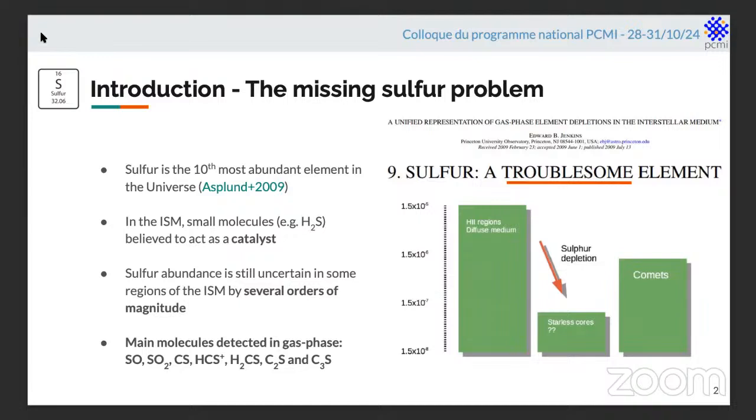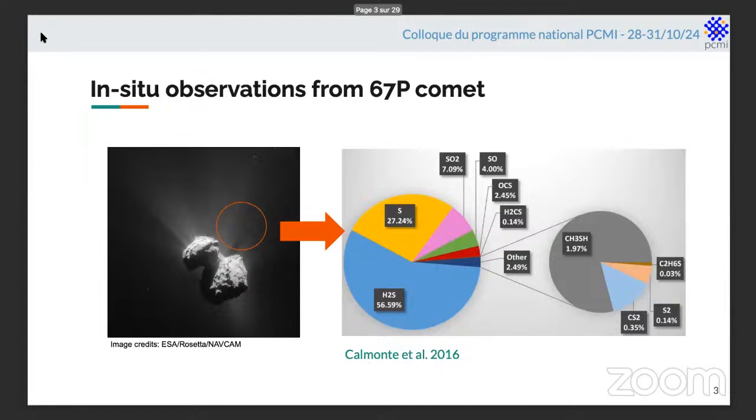abundances of sulfur. Most of you must be aware that we detect sulfur in many, many molecules in the gas phase. But if we take as a reference the cosmic abundance of sulfur that Edward Jenkins has defined, these molecules and the others represent only less than 1% of the cosmic abundance of sulfur. So the question is, where is the rest?